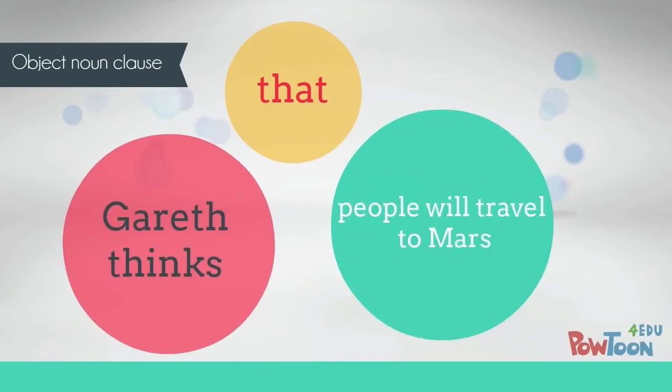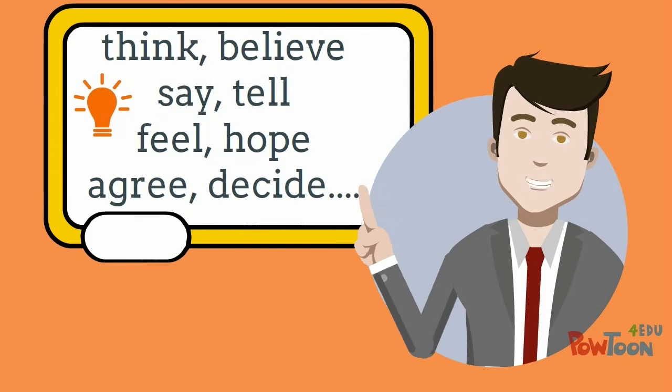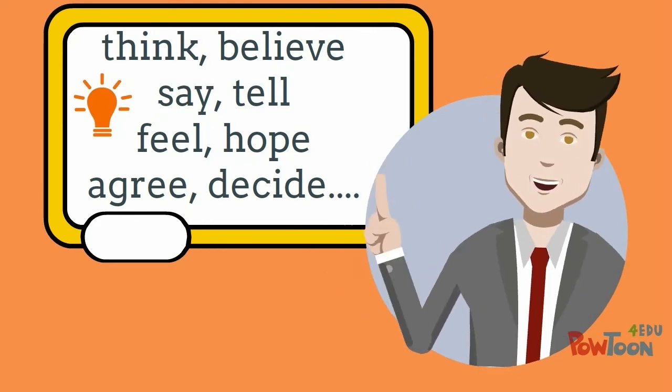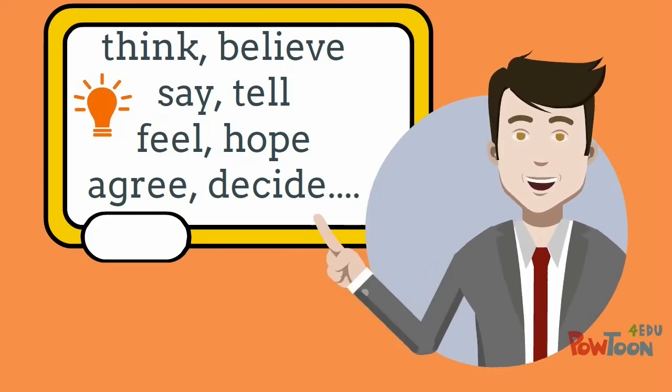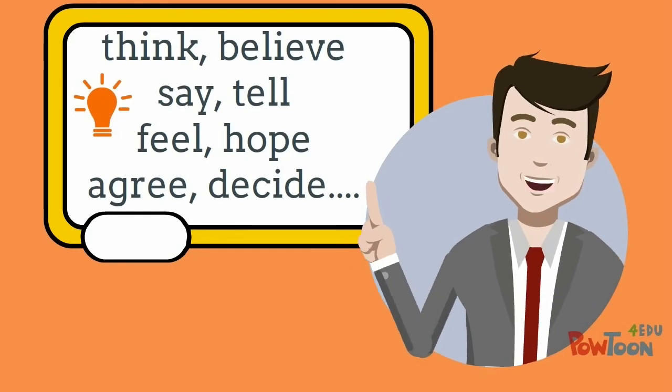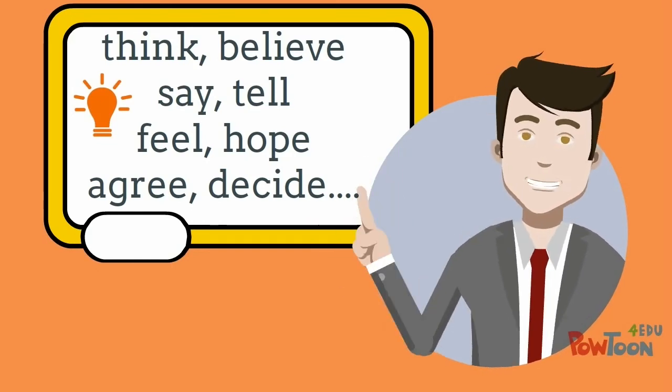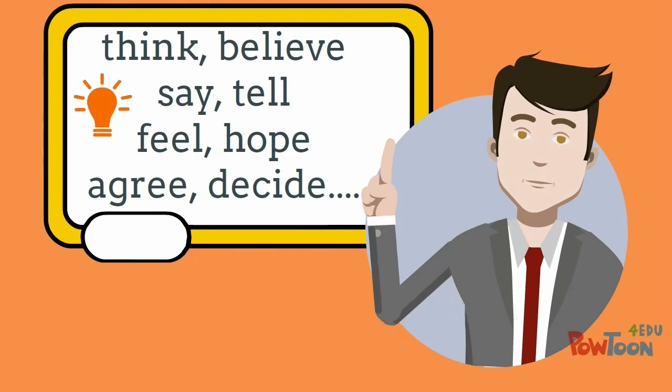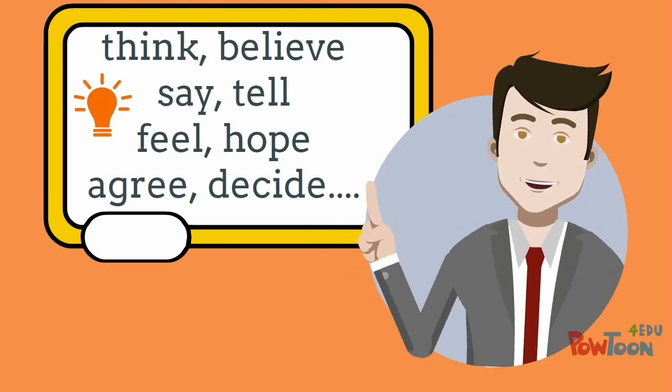You can also omit the connecting word that, or take it out of the sentence, without the change of meaning. Look, Gareth thinks people will travel to Mars. This sentence is correct. In such complex sentences with object-noun clauses, we use the verbs think, believe, say, tell, feel, hope, agree, decide, and some others.